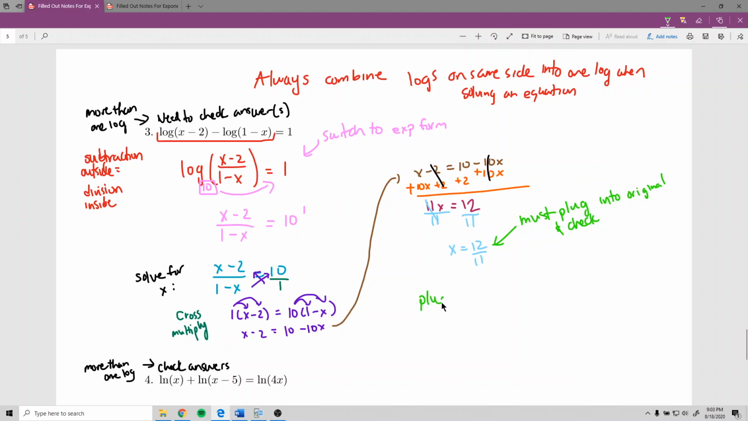All right, so I'm going to plug x = 12/11 into the equation here and see if it works. We get log of (12/11 - 2) minus log of (1 - 12/11) equals 1. And we're just asking, is that true? Does this equal 1? If this side, when we type it in, equals 1, we're good. If it does not, then we actually have no solutions.